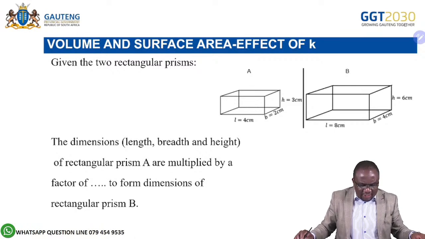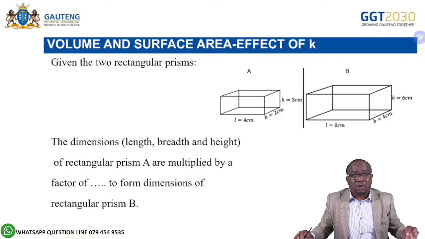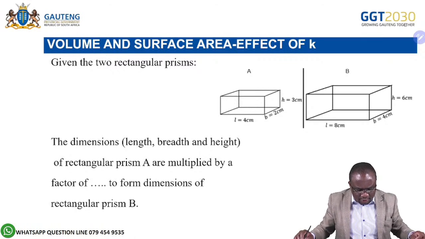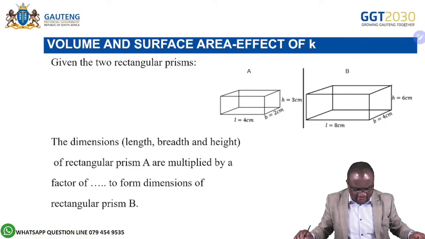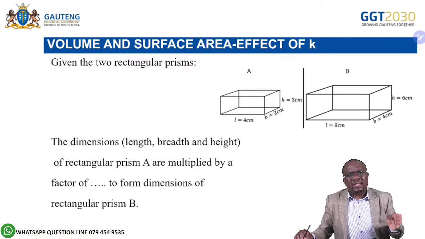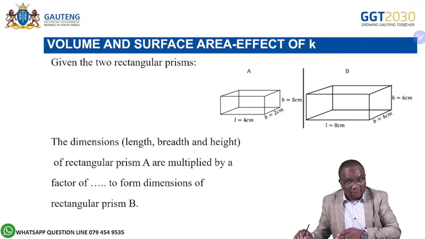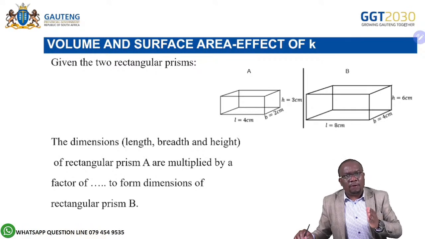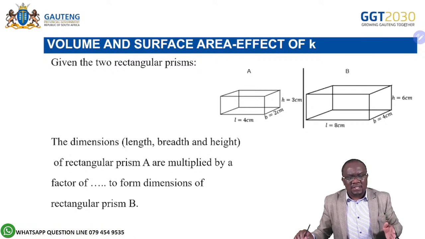Okay, right. The dimensions, if I'm saying dimensions, I'm talking about the length of the prism, the breadth of the prism, and the height of the prism. Right, the dimensions of rectangular prism A are multiplied by a factor of what? Want to fill the gap there, to form the dimensions of rectangular prism B. What do we multiply the dimensions of A with to get the dimensions of B?